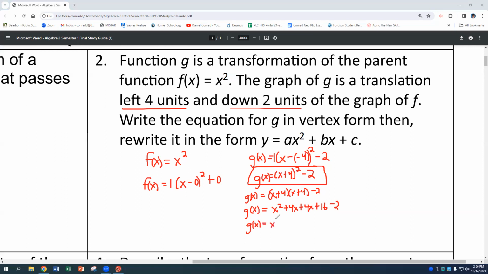So we get x squared plus 8x, and then 16 minus 2 is going to be plus 14. Okay, so then that is standard form. So this is vertex form, and then this is standard form. All right, let's look at number 3.